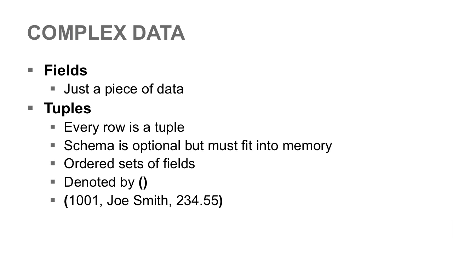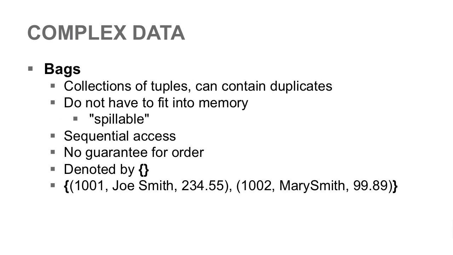So for example, here is one tuple with 1001 Joe Smith and some value, something that we could use for sales. Other types that we have come in form of bags. Bags are collections of tuples, and they can contain duplicates. One really interesting property is that they do not have to fit in memory, and we call such types spillable, so they can extend onto disk. Bags are accessed in a sequential way, and for their elements there is no guarantee for order.